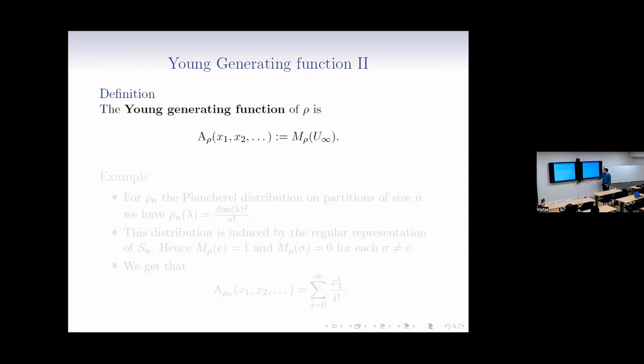And after looking at all the previous definitions, you may be freaked out and wonder how do I actually work with this very abstract object? But actually, you can work. Sorry, I'm a little bit lost. So the x1, x2 are partitions? No, these are just free variables.